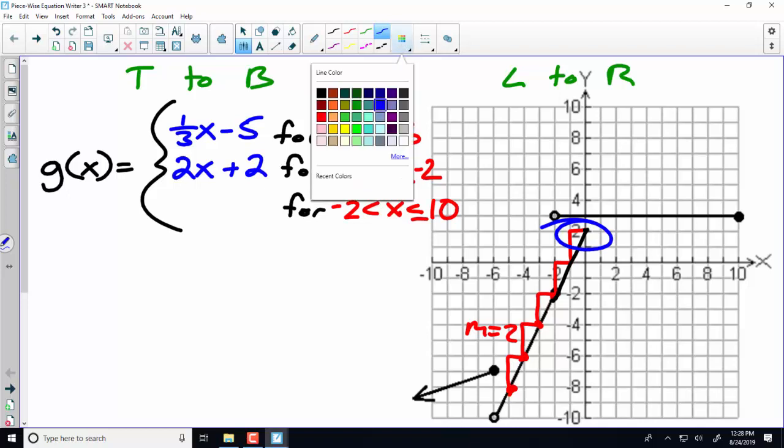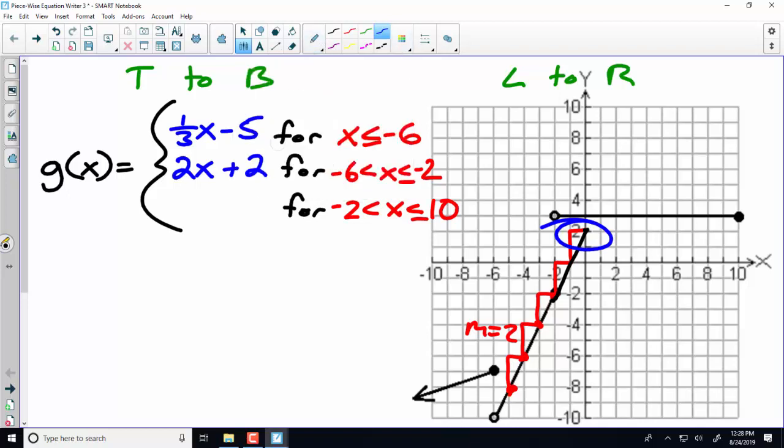So check it out here. Where's my creative pen? So this 2 right here is because of the slope of 2. And this 2 right here is because we hit the y-axis at 2. Okay. Get rid of the smile and the star so it doesn't mess up our graph.